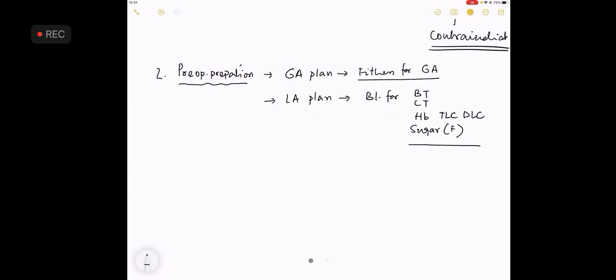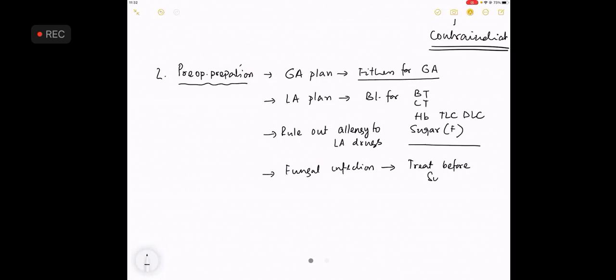Always rule out allergy to anesthesia or local anesthetic drug. And number four, if there is a fungal infection, which is very common in this part of the body, please treat the fungal infection before the surgery. Done? Done, sir. Yes, sir.